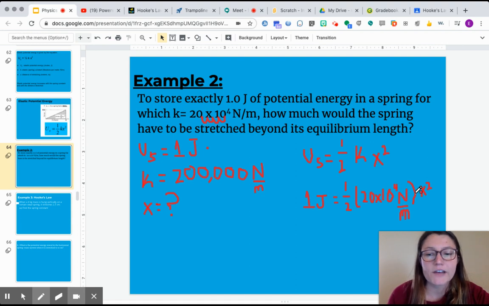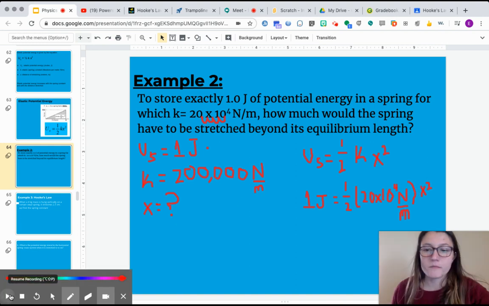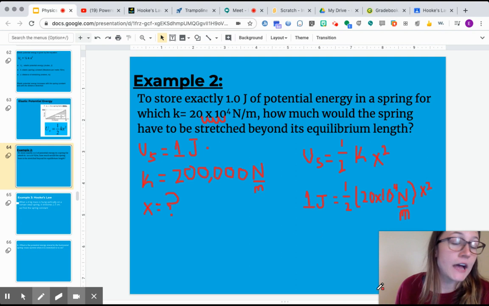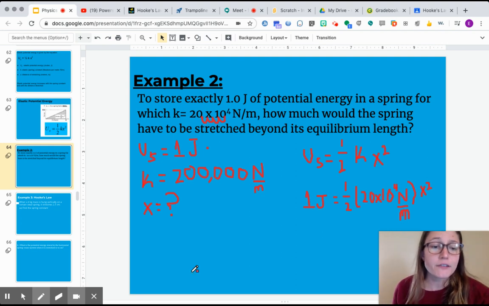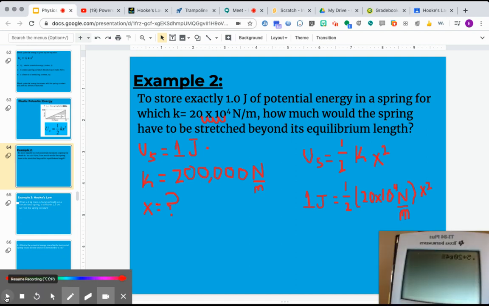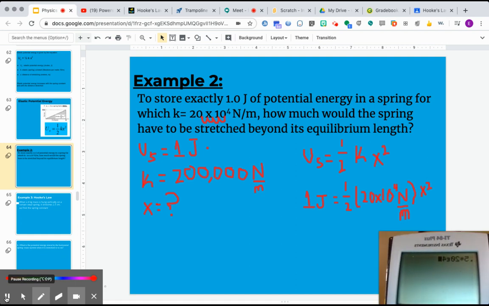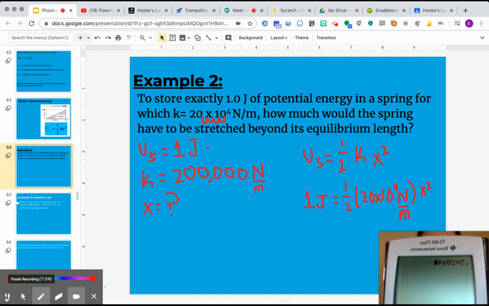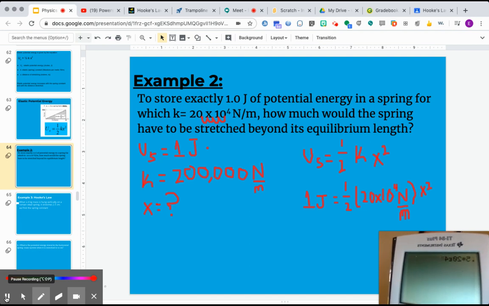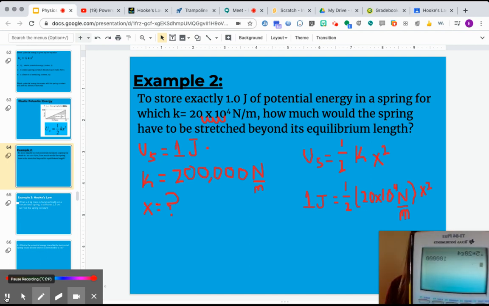Okay, so we need to simplify. We'll pop out our calculator, which I know you have handy and ready to go. You can either type in 200,000 or 20 times 10 to the 4 into your calculator. Either way works. Remember, if you're using scientific notation, you use the EE button, which comes out as just a capital E. So I have 0.5 times 20, e to the 4th. I'm going to press enter. I get an answer there.